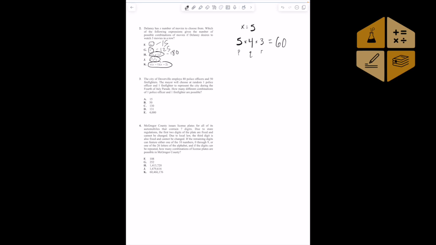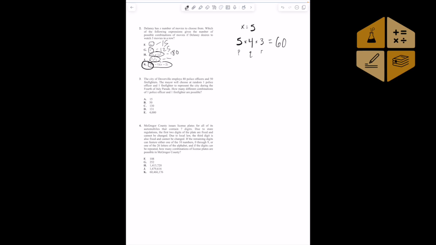X cubed is 125 times X squared times X. That's going to be some really big number. So it's not going to be that one. The last one is X times X minus 1 times X minus 2, which would be 5 times 4 times 3, or it would give us an option of 60. For all those reasons, we know that K is actually the right answer.